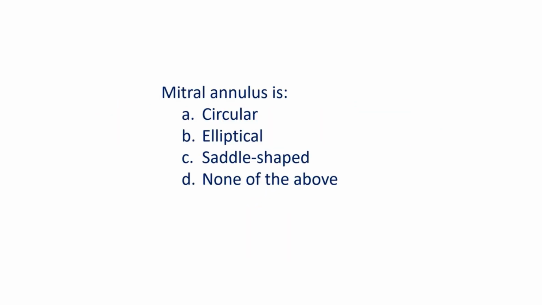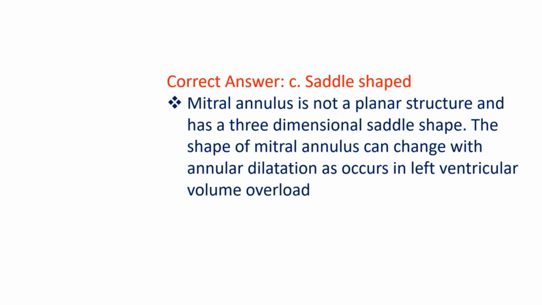Mitral annulus is: A. Circular, B. Elliptical, C. Saddle shaped, D. None of the above. Correct answer C. Saddle shaped. Mitral annulus is not a planar structure and has a three-dimensional saddle shape. The shape of the mitral annulus can change with annular dilatation, as occurs in left ventricular volume overload.